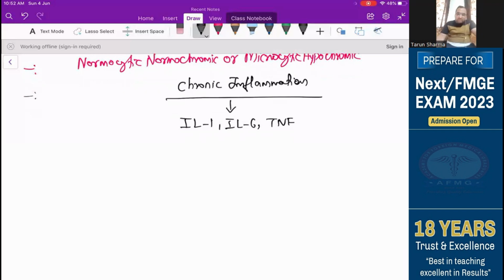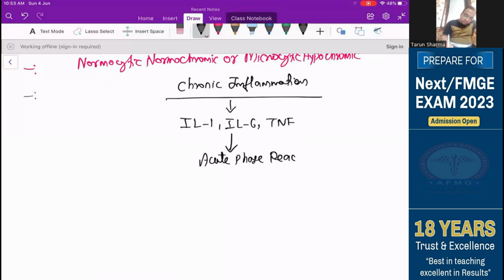So in any kind of chronic inflammation, we are going to see important chemical messengers called interleukins, which will be raised in any chronic inflammatory condition. Okay, so IL-1, IL-6, and TNF will be increased in these cases. So whenever these interleukins are increased in any chronic inflammatory state, at that time there will be certain proteins which will be increased in our blood. Those are called acute phase reactant proteins.